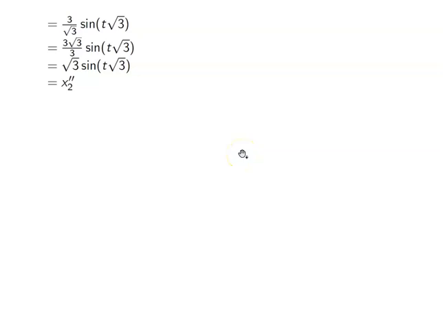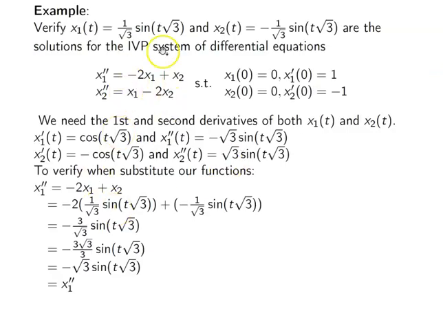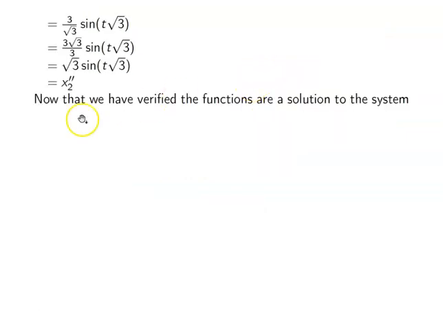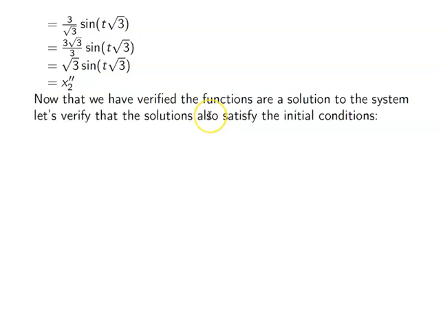So I verified that those work, but I also need to verify the initial conditions. Yes, it satisfies the system that I have here, but does it satisfy my initial conditions? So let's check those. Now that we verified the functions, we have to verify the ICs as well. When I plug 0 into the first function, do I get out 0? This is not a statement; this is what I need to verify. Root 3 sine of 0 is in fact 0.